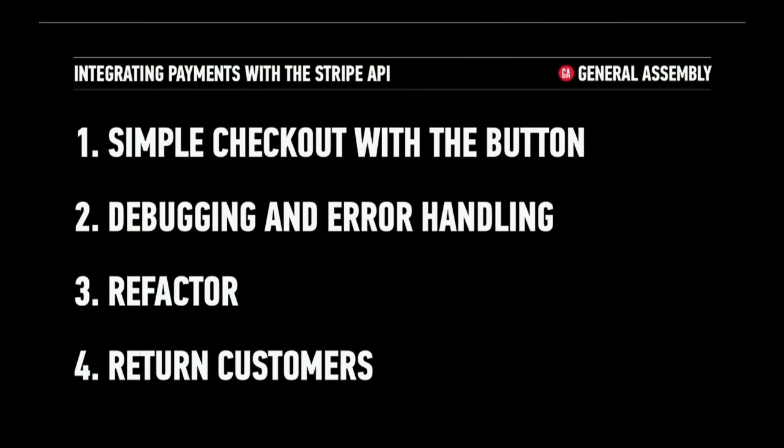Basically, how do we know a charge went through? How do we know if it didn't go through? This kind of stuff. Step 3 we'll just do some basic refactoring, which is really just kind of cleaning up, separating out our code. That'll be a quick step, hopefully.